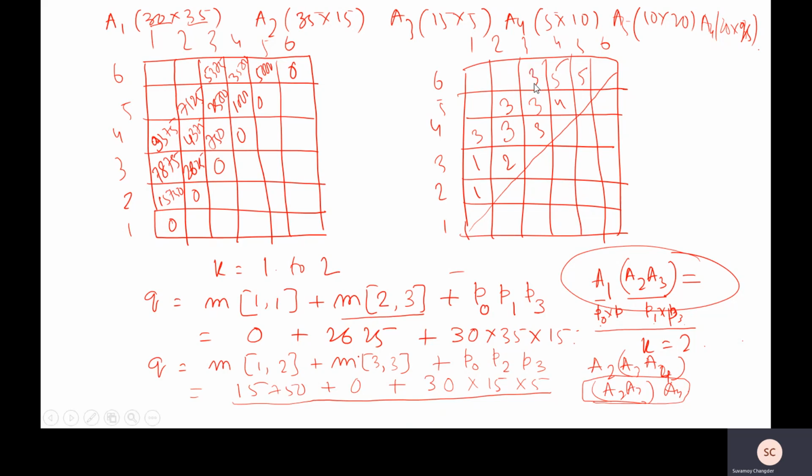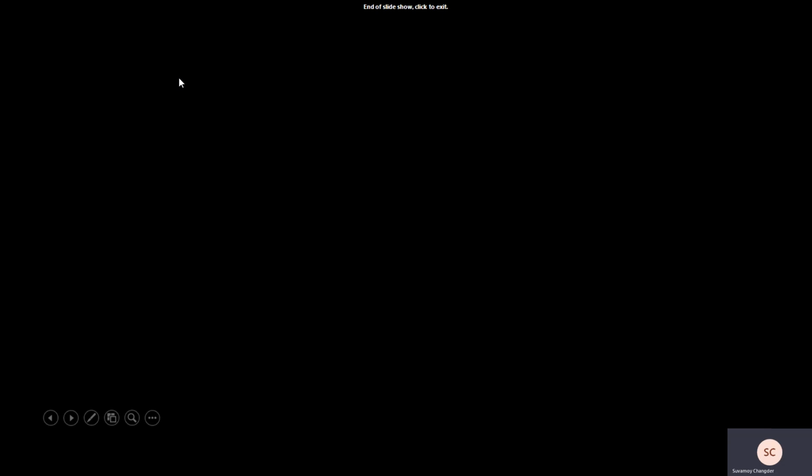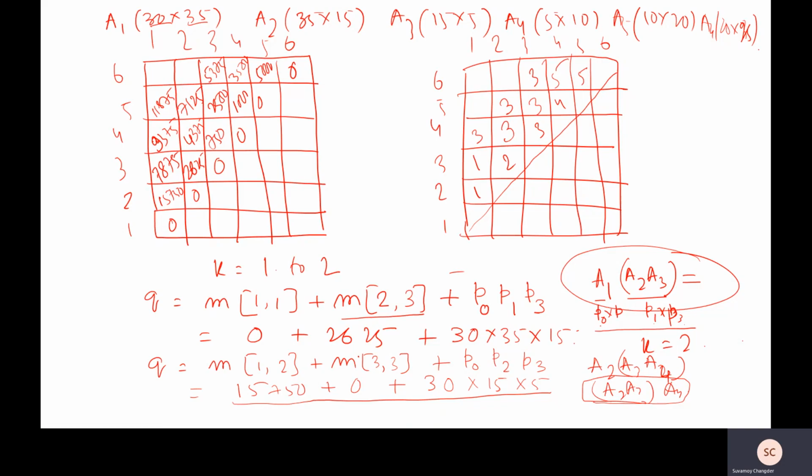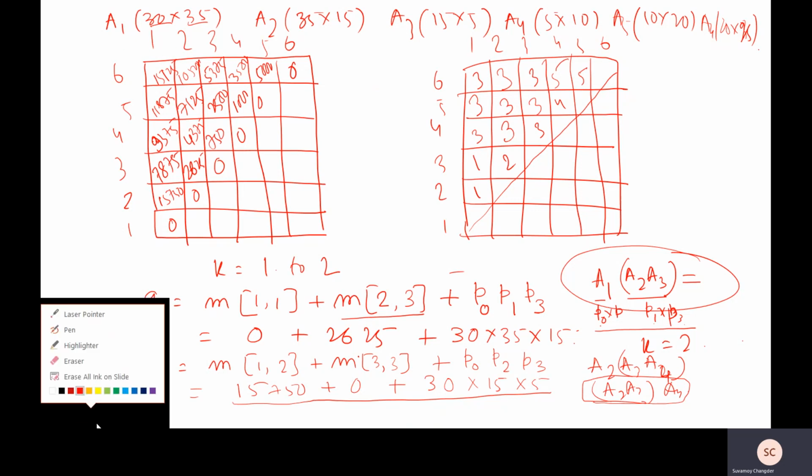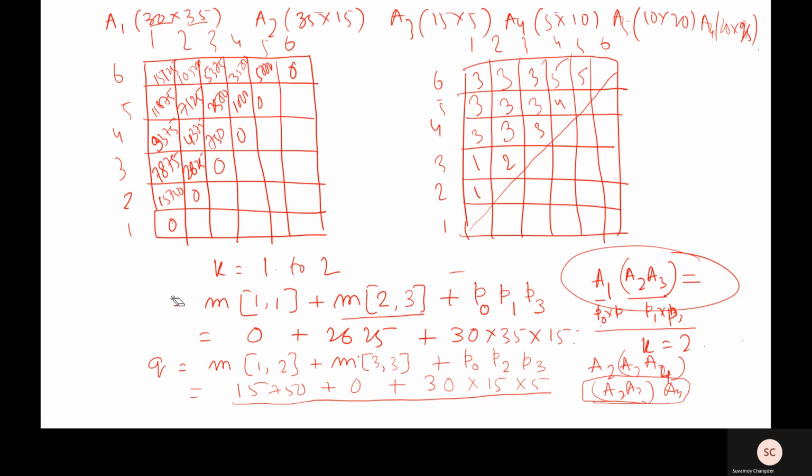In the next iteration, you will get 11875. This value is 3 again, and the corresponding value of this loop is 10500, which is also 3, and next it will be 15125, and this is also 3. So from this table, what we can say is that to multiply this chain of matrices, we will follow this one.